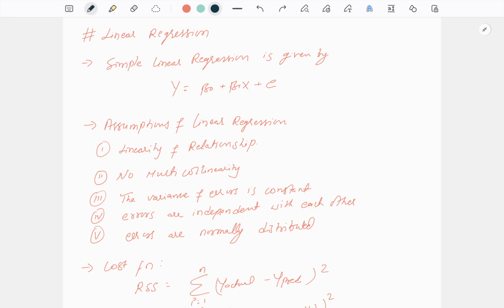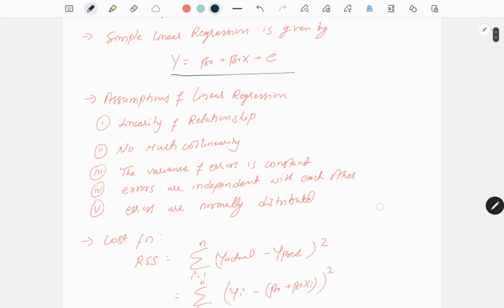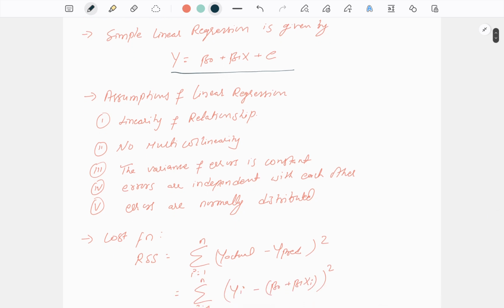Okay, so we have seen that simple linear regression is mathematically given as y equals beta naught plus beta 1 x plus epsilon. We also went through some of the assumptions of linear regression. The first is linearity of relationship, that means the dependent variable and independent variable are linearly related to each other. There should not be any multicollinearity, that means two or more independent variables should not be correlated with each other.